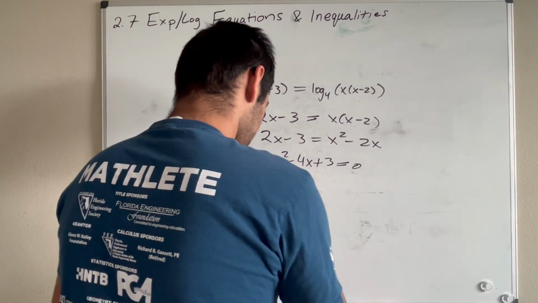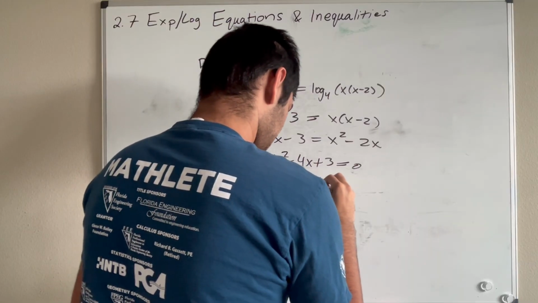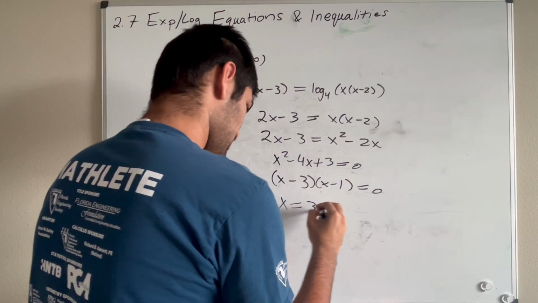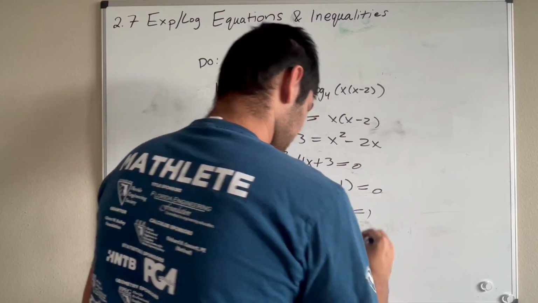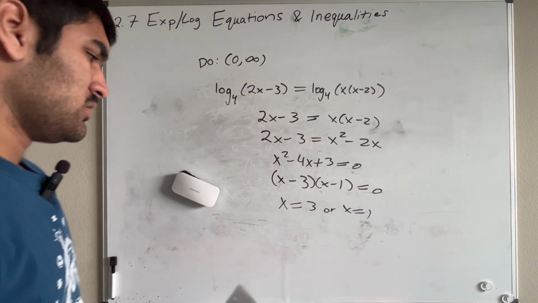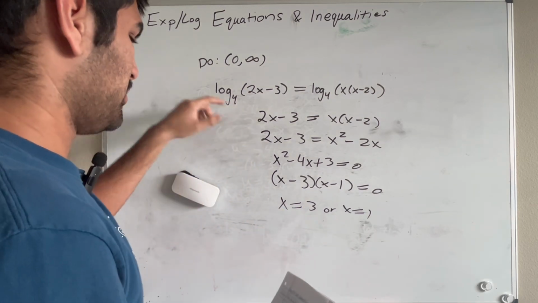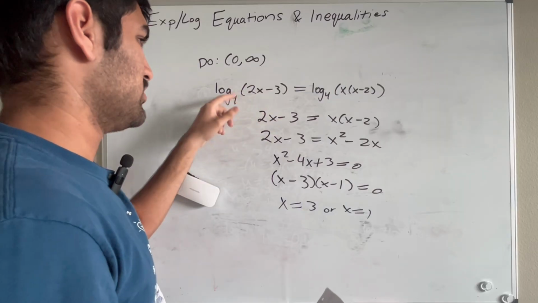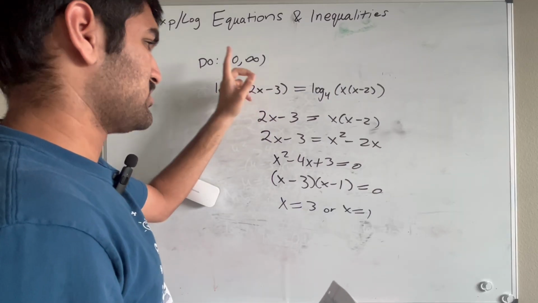And then factoring this quadratic, x minus 3 times x minus 1 equals 0. So either x is equal to 3 or x is equal to 1. Now this is where it's super important to plug it back in here and check your answers. If you put 3 into here, you just do it in your head. 2 times 3 is 6, minus 3 is 3. So that's greater than 0. Good, so it works in this one.